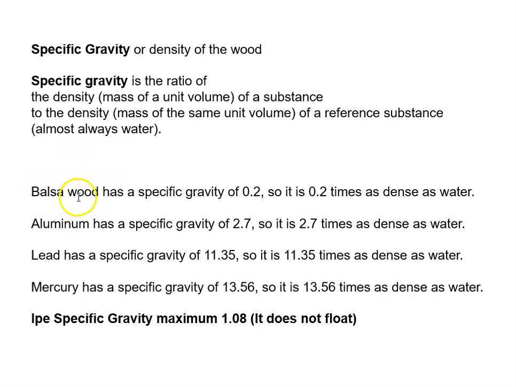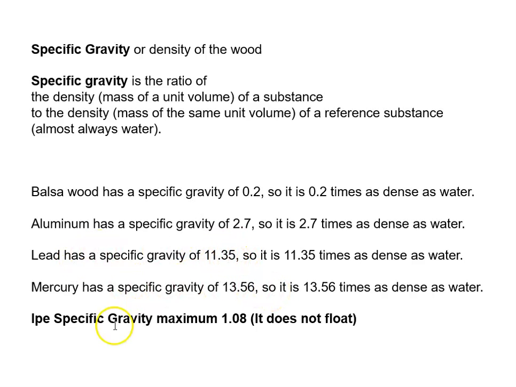So balsa wood, we know, is that very soft, light wood that's used in architectural model making. It has a specific gravity of 0.2. So it is 0.2 times as dense as water. So water's a lot more dense than balsa wood. Aluminum has a specific gravity of 2.7. So it's 2.7 times. So aluminum's a lot more dense than water. Lead, much more dense yet.